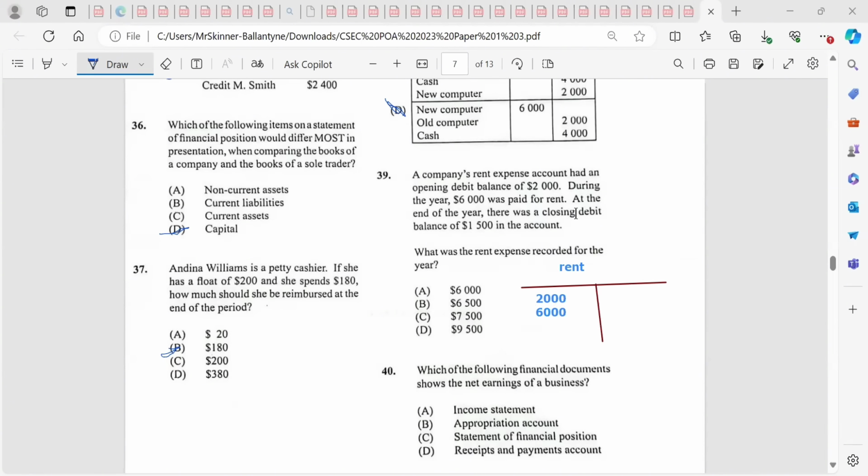At the end of the year, there's a closing balance of 1,500, a closing debit balance. For it to have a debit balance brought down, what side should the carry down be? If the balance brought down is on the debit side, the balance carried down would be on the credit side. So the missing figure, which is the rent expense they're asking for, would be 8,000 minus that 1,500, because both sides have to be equal. That gives you 6,500. So the answer is B.